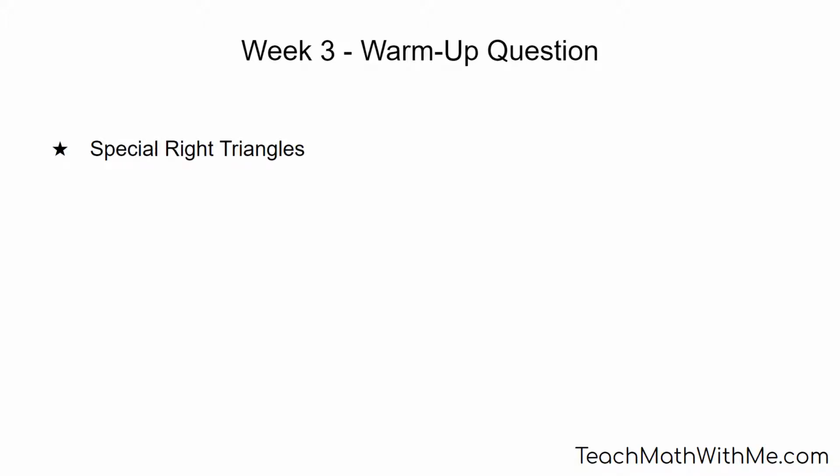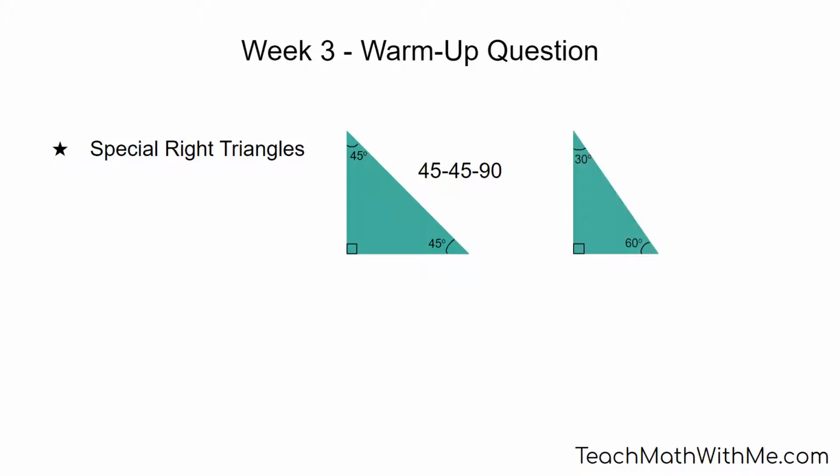We're going to review special right triangles. These show up quite often on the ACT. When you know to look for them, you can work through some questions a little faster when you remember the relationships with the side lengths based on these special right triangle angle measures. The first one is the 45-45-90 triangle, and the second is a 30-60-90 triangle.